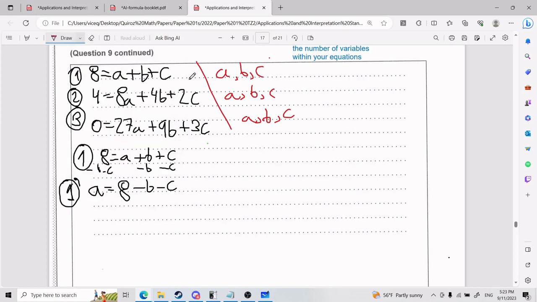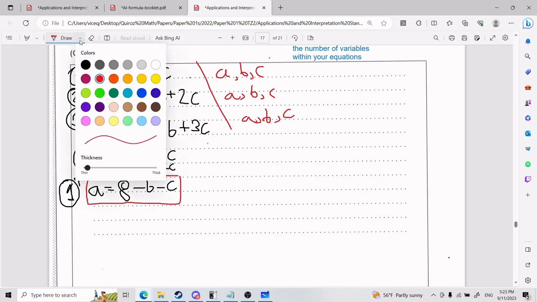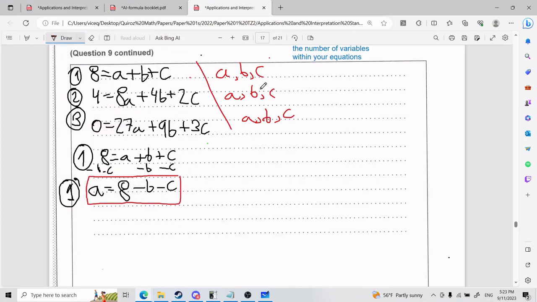So 1 prime is going to be this here. It is A equals blah, blah, blah. I call it prime just to be organized and know, this is an equation that I edited. It's modified. Again, it's just a way to keep things clean. It's just how I do it. You find your own way.